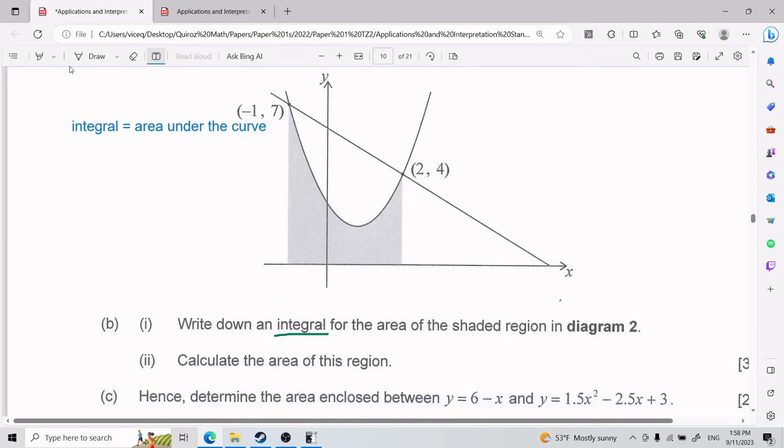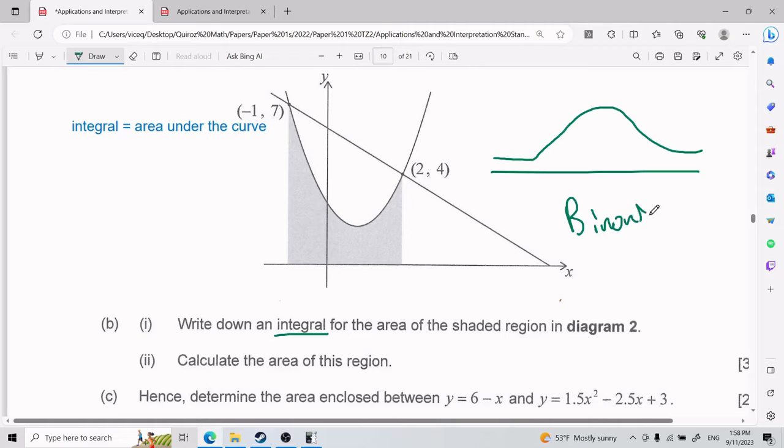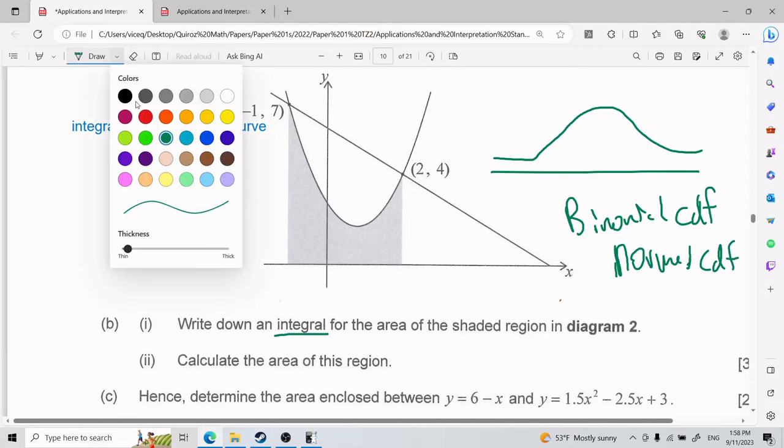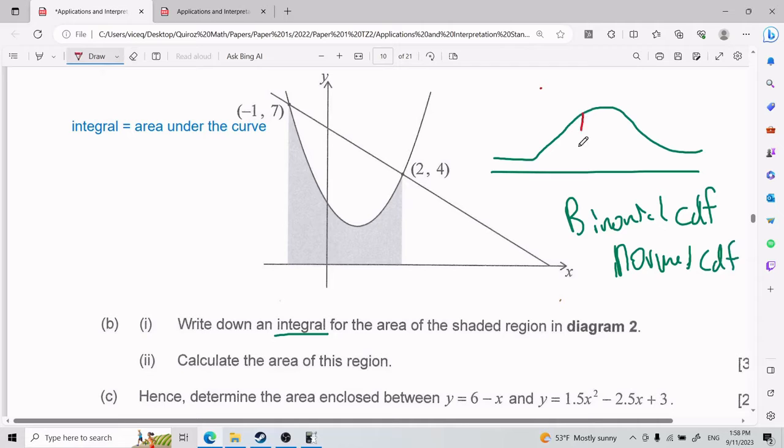An integral helps you find the area under the curve, see? In fact, whenever you do binomial CDF or inverse normal CDF, cierto, on your calculator, all you're really doing is that when you give it an x value, you're asking, all right, from here to here, what's the area? So notice it is the area under the curve, which gives you a probability for binomial and normal CDF.